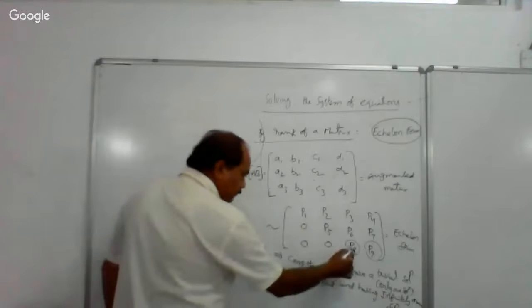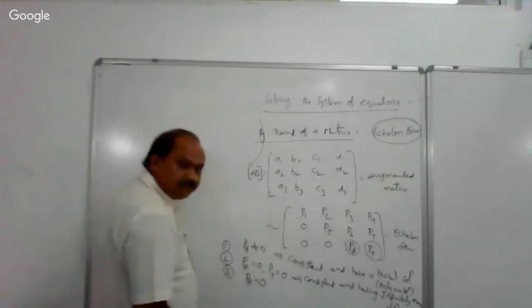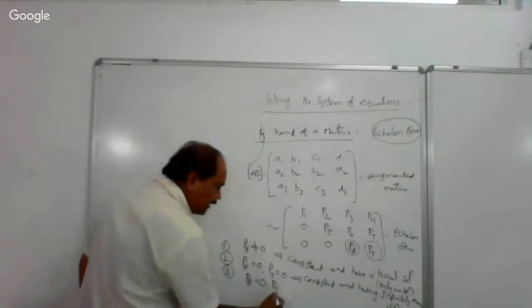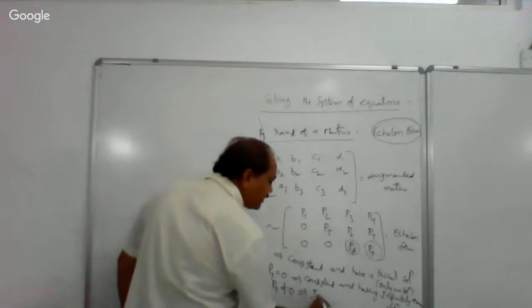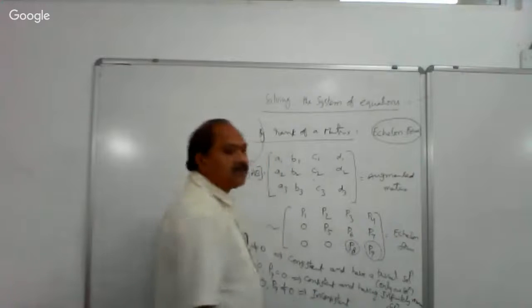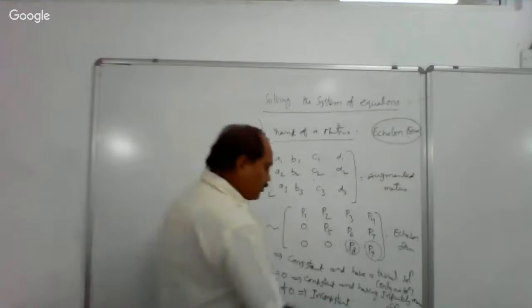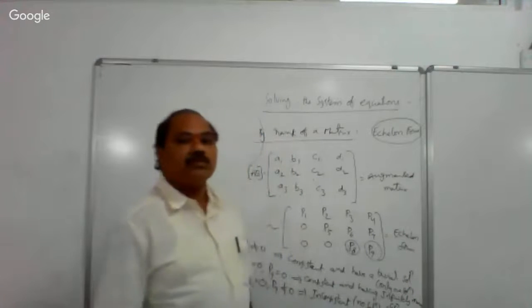Suppose P8 equal to 0, P9 not equal to 0, the system is inconsistent. The system is inconsistent means no solution. The system has no solution.